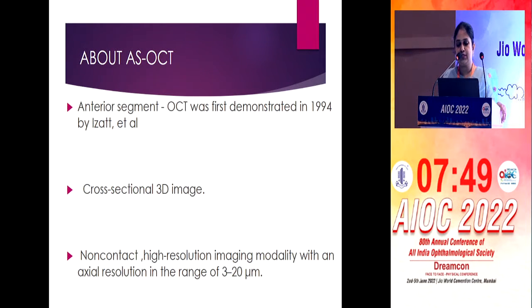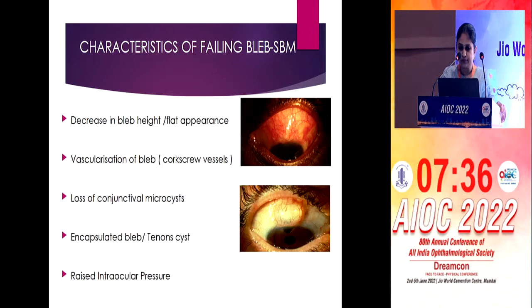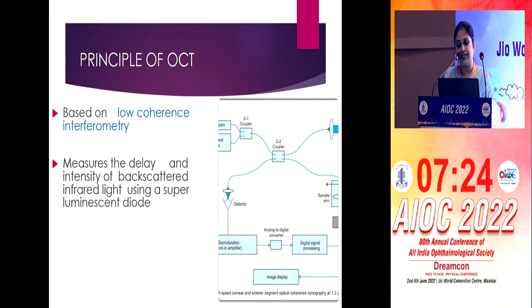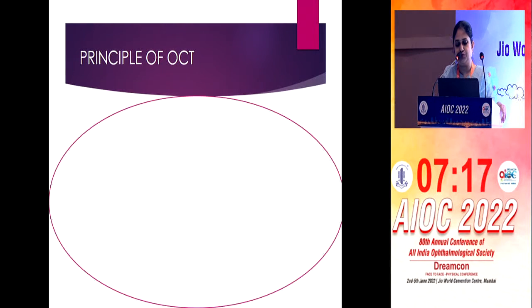So anterior segment OCT was first demonstrated in 1994. It provides a cross-sectional three-dimensional image. It's a non-contact high-resolution imaging modality with an axial resolution in the range of 3 to 20 micrometers. The principle of OCT is based on low coherence interferometry, which measures the delay and intensity of backscattered infrared light using a superluminescent diode, and it provides about 6 millimeter tissue penetration.